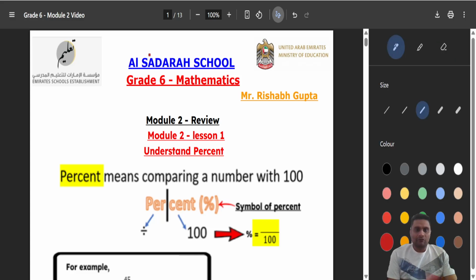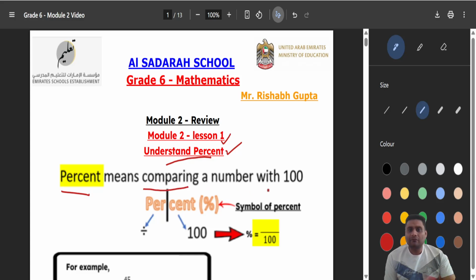Let's start. So the first lesson here is understand the percent. Now, first of all, we will understand the meaning of percent. Percent means comparing any number with 100. For example, in the exam, when anyone gets some marks, let's say Ahmed got 95 marks out of 100. Out of 100, so we will call it 95%. Whenever you compare any number with 100, we call it percent.